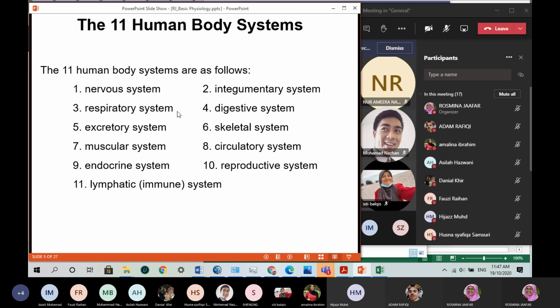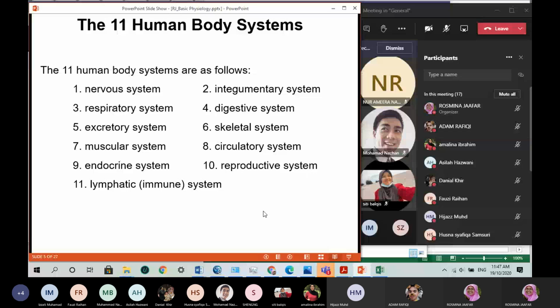Okay, then we have the respiratory system, integumentary system, digestive system, excretory system. Excretory is for eliminating waste. Okay, and then we have skeletal system, muscular system, circulatory system, endocrine system, reproductive system, and lymphatic system.